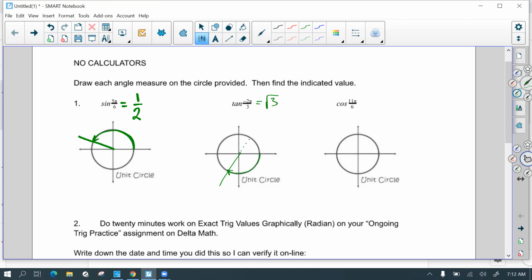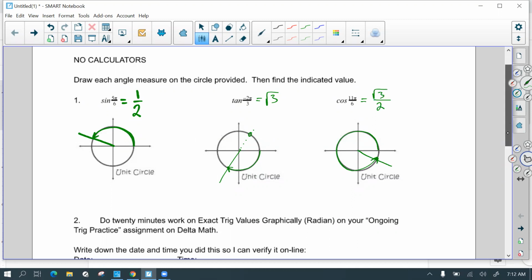Remember, tangent is the slope function. And so it has the same tangent as positive pi over 3, which has a tangent of rad 3. 11 pi over 6, I need to go almost a full circle. 12 pi over 6 would be a full circle. And this ordered pair has a positive x value and a negative y value. So cosine is positive, sine is negative. Since this is a cosine, we need positive, and it's positive rad 3 over 2.